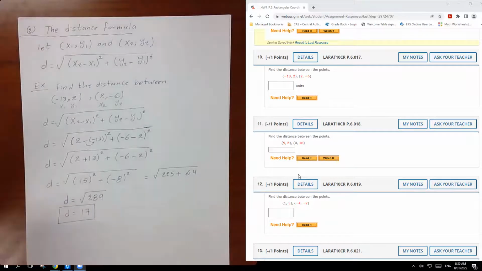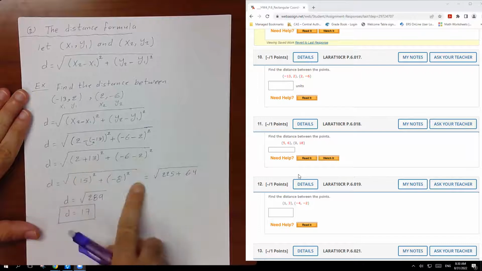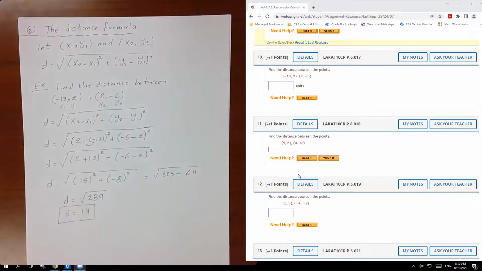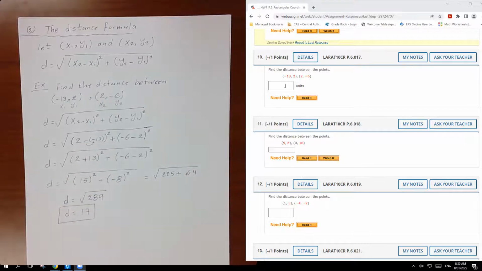Again, I'm showing that in detail. You don't have to do these steps, just combine right away. It's fine. I'm going to ask you to write down everything in detail, but be careful with the sign. So this one is going to be 17. That's it for this example.